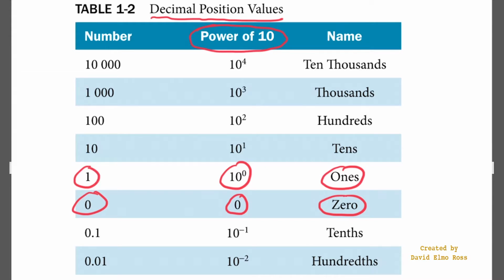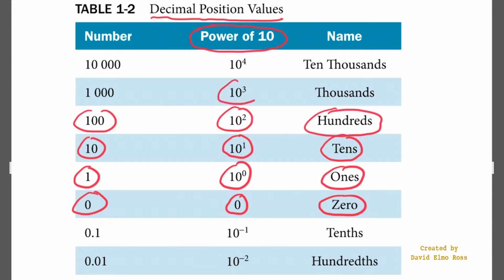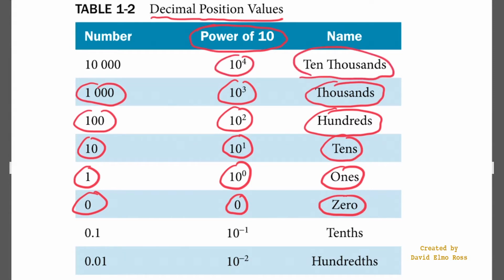But let's go up in powers of 10. So 10 to the 1 means 10. If we have 10 to the second power, that's 10 times 10, which is 100, which is our hundreds place. If we look at 10 to the 3, that means 10 times 10 times 10, which is 1,000. 10 to the 4th is units of 10,000, because that's 10 times 10 times 10 times 10.